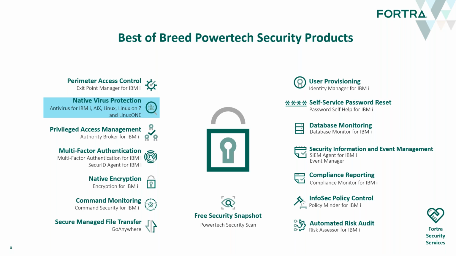Fortra brings the Powertech Security Solution Suite, and one of those pieces is the native virus protection, Powertech Antivirus. Powertech Antivirus runs on IBM i, AIX, Linux on Z, and LinuxONE. My focus today is antivirus for IBM i, and that's what we're going to cover. But I really wanted to highlight that there are antivirus products for the other operating systems. So if you have other systems on Power, that is something that we're going to be able to cover as well.